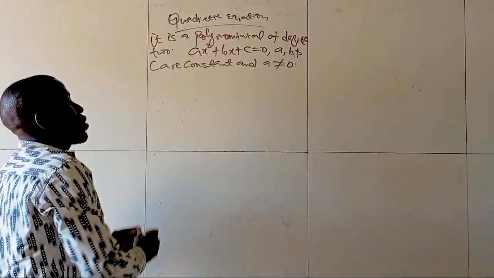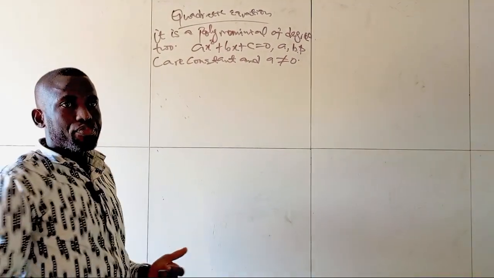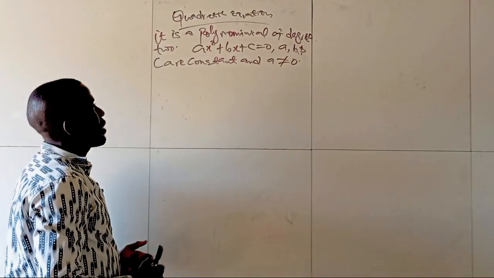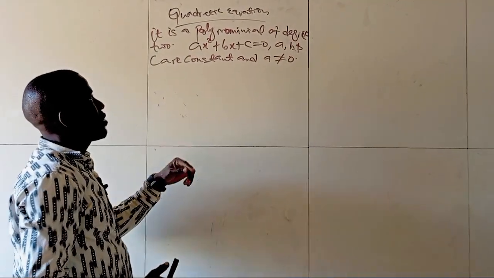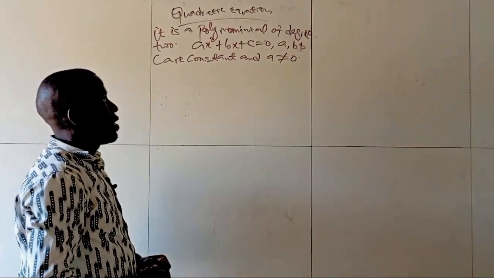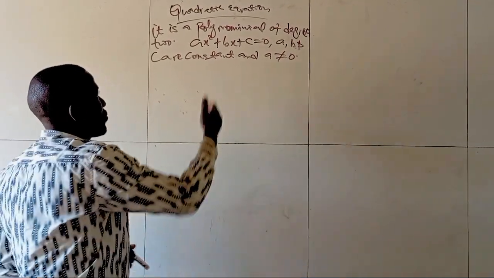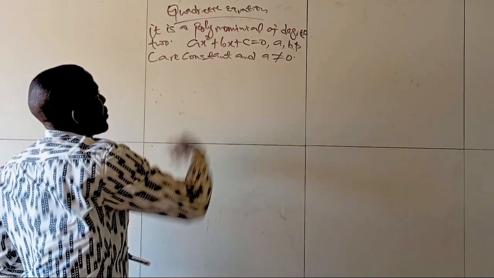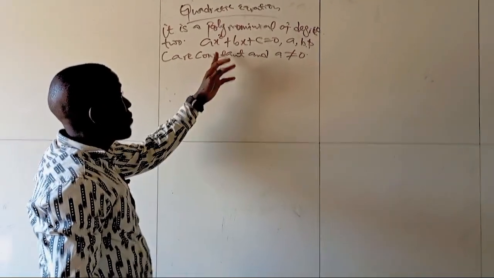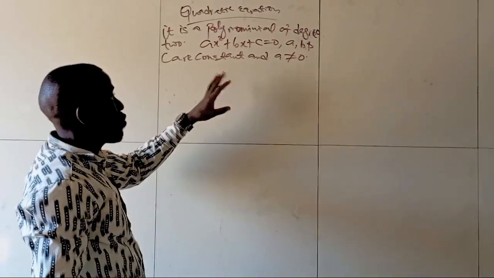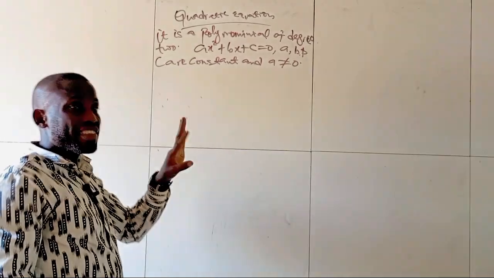In order to understand this topic better, I will advise my viewers and students to please don't miss any session until the whole of this topic is treated. Now we've established that it is a polynomial of degree 2, and it is of the general form ax squared plus bx plus c. What we are discussing is quadratic equation, not expression.